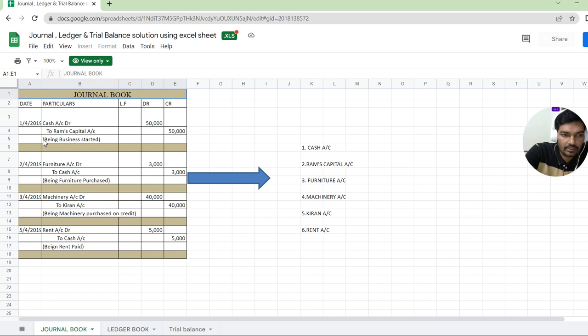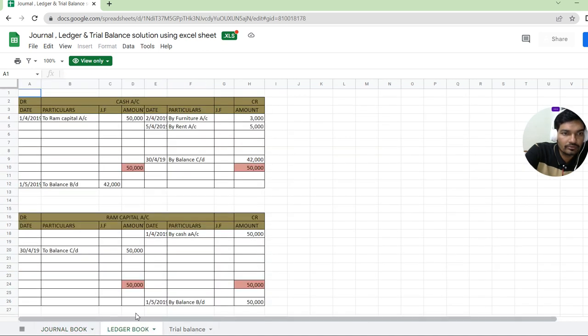The basic idea of preparing the ledger account is that all the similar kind of transactions are recorded at one place. So that is the reason we will not prepare a duplicate account again. So according to these 5 entries, we need to prepare 6 ledger accounts. So we need to prepare individual ledger accounts.